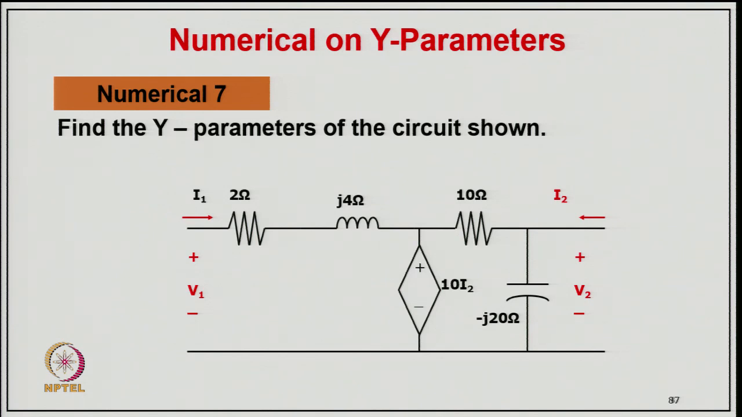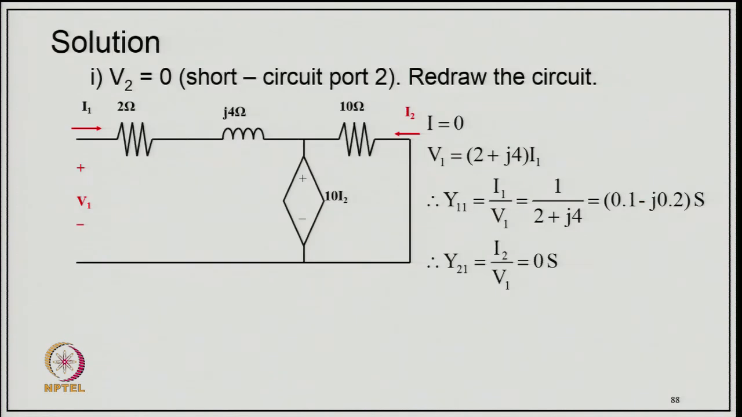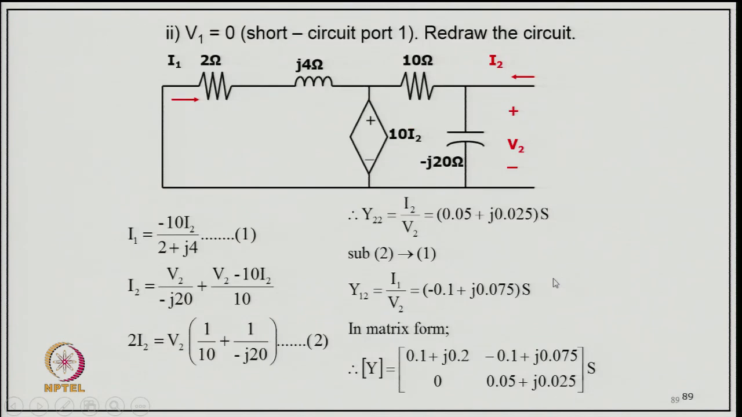So, coming to numerical 7, find the Y parameters for the circuit where you have a dependent current source dependent on the I 2 current here, and the remaining are other elements like impedance elements. Keeping V 2 shorted, because we are interested in admittance parameters, we get V 1 equal to 2 plus J 4 into I 1, and Y 1 1 will be I 1 by V 1. So, it will be 1 upon 2 plus J 4, that is equal to 0.1 minus J 0.2 Siemens, and Y 2 1 will be I 2 upon V 1, that is equal to 0 Siemens. Then now V 1 equal to 0, and resolve the circuit.